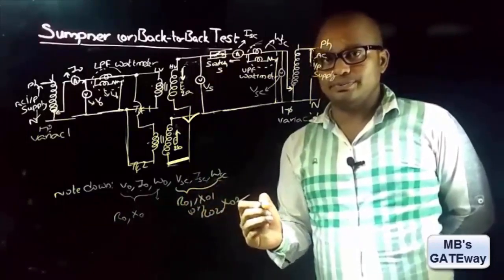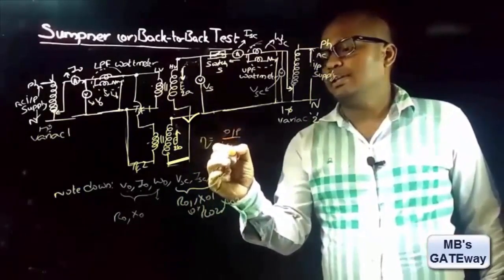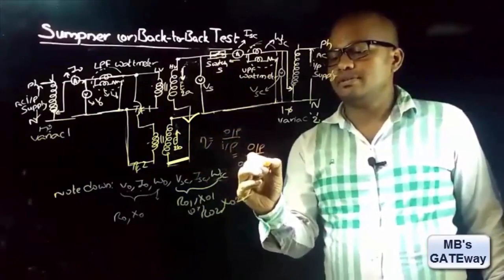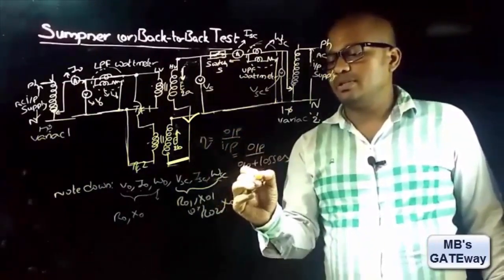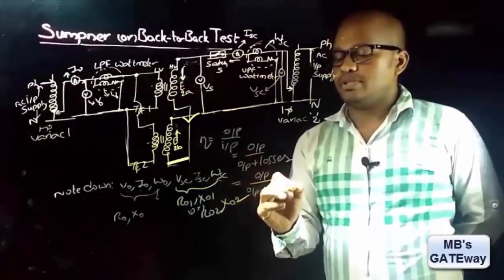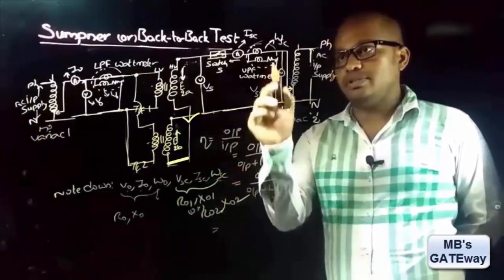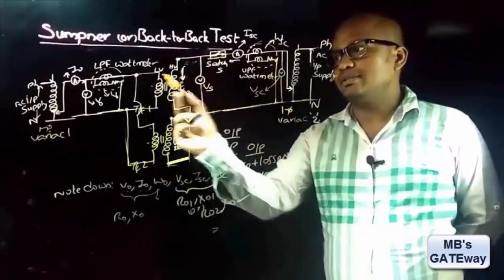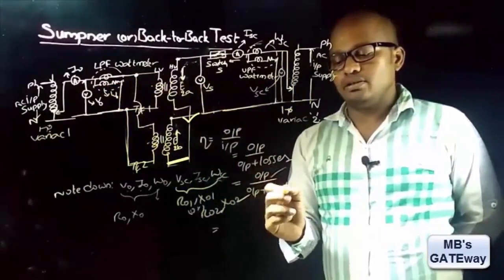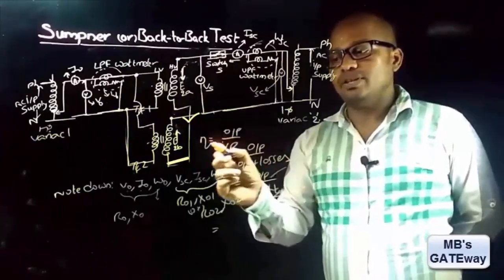and X02 by 2. And it is known that efficiency is equal to output power by input power, which can be taken as equal to output power by output power plus losses, which can be taken as equal to output power by output power plus copper loss and iron losses. And output power is the rating of the transformer, and WC is WSC by 2 and WI is W0 by 2. So place the rating of the transformer and the copper loss of each transformer and iron loss of each transformer. This is how you can find the efficiency.